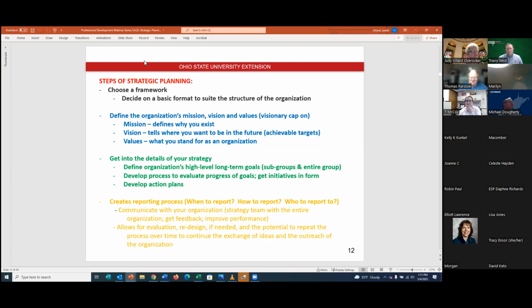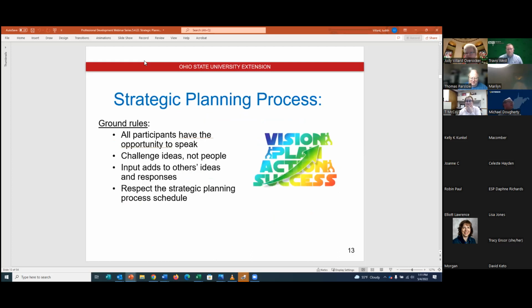That's pretty important. Some ground rules that we need to understand. And part of those are that all participants have the opportunity to speak. Every member of the organization should feel like their input is valuable. And there's a way that we can capture that right off the beginning. And that's what I'm going to share today. But that has to make them feel good, that their opinion matters. We're going to challenge ideas, not people. Input adds to others' ideas, because once they get together, they start building upon each other. And that is the value of bringing a group of people together.